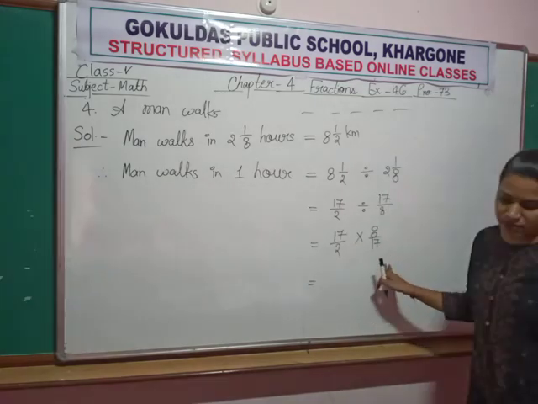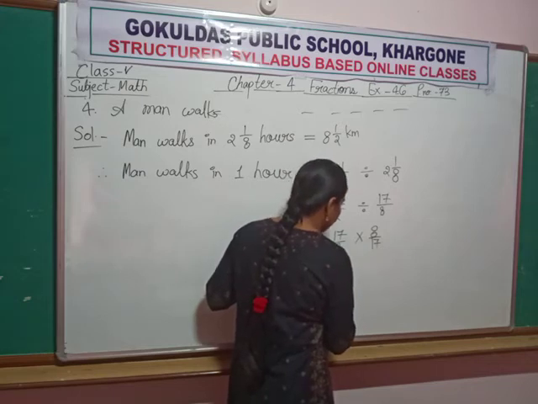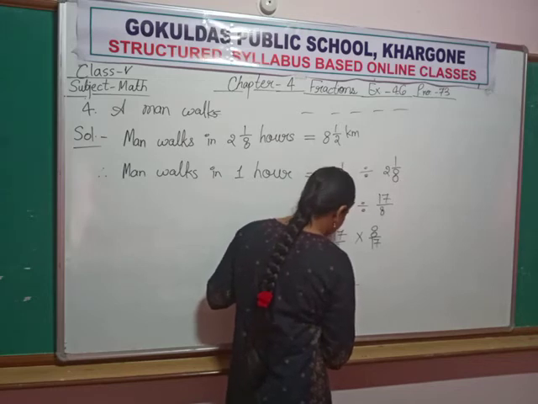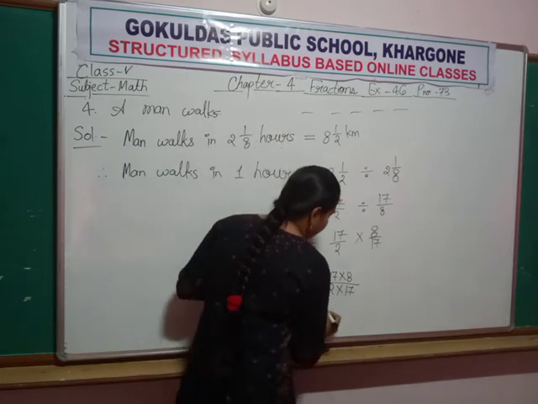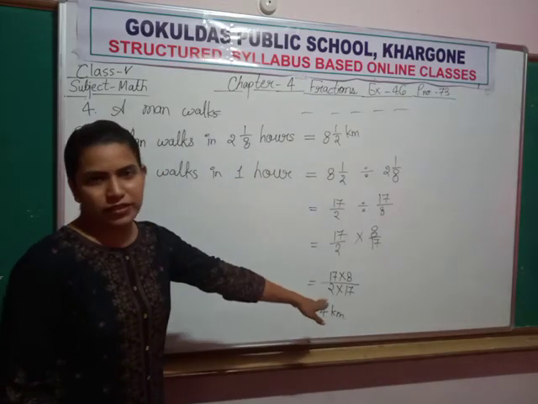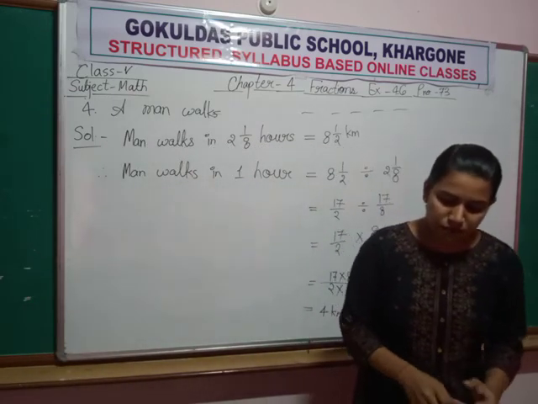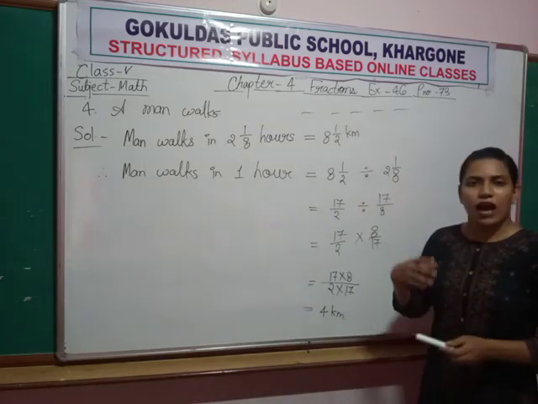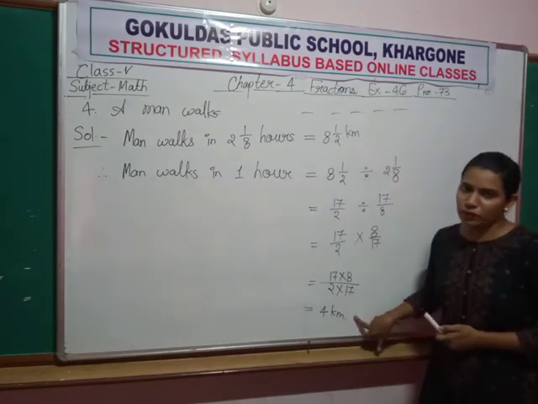Now we have two numbers to multiply: 17 into 8 upon 2 into 17. When we solve this, we will get 4 kilometer as our final answer. So the man will cover 4 kilometer in 1 hour. In 1 hour, how much distance will he cover? He will walk 4 kilometer in 1 hour.